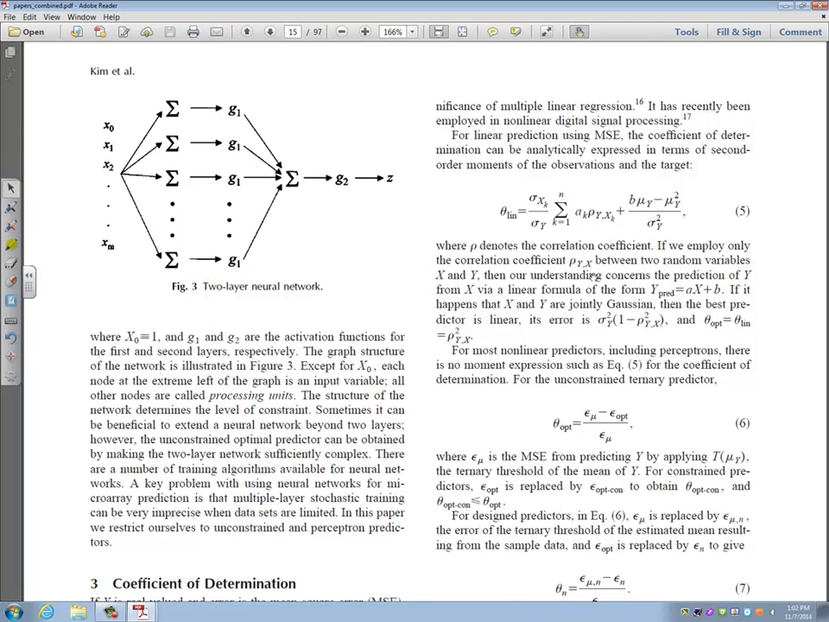See here he says that a key problem with using neural networks for microarray prediction is that multi-layer stochastic training can be very imprecise when data sets are limited. And in this paper we restrict ourselves to unconstrained perceptron predictors. See, because if you're doing linear system identification, you need sufficient frequencies in the input signal in order to be able to identify your parameters. If you're doing frequency response, you have magnitude and phase. From 2 bits of information, you can identify 2 parameters. So for every frequency, you'll get a magnitude and phase.